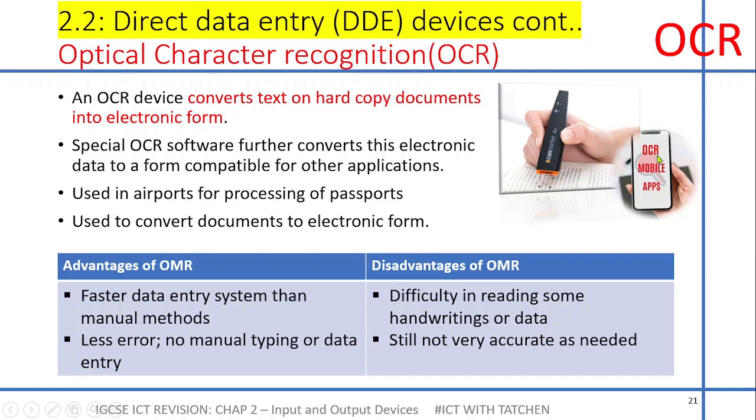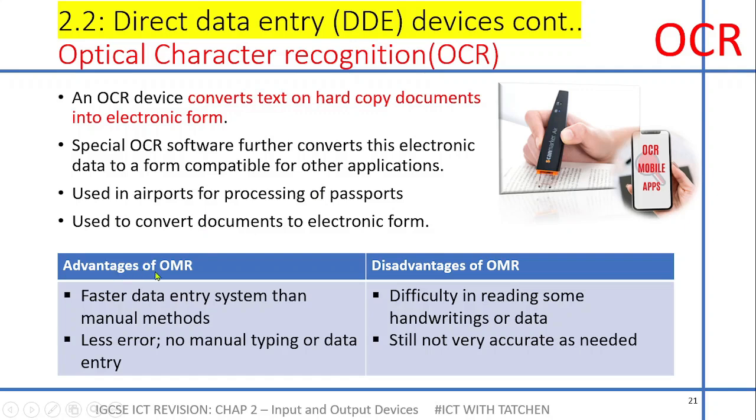Some you can find on mobile apps. You just scan the hard copy and then it converts it to text. Then special OCR software further converts this electronic data to a format compatible with other applications. It's used in airports for processing of passports. Yes, in airports you find things like this. They can scan your passport, capture your data, and keep it for whatever security purposes. So you can also use it to convert documents to electronic form.